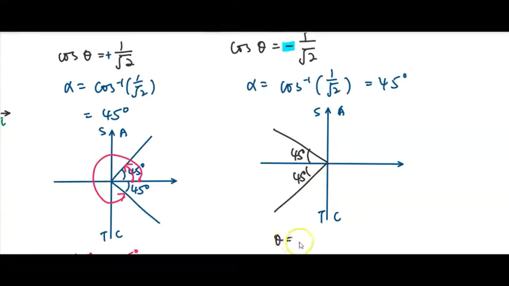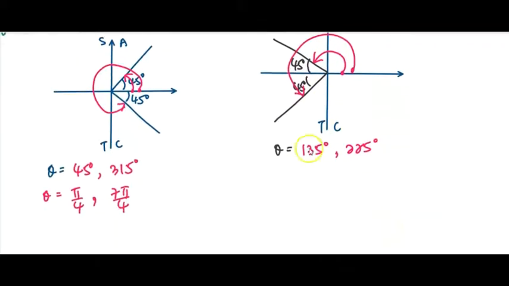Now you can get your theta by measuring your angle, rotating from the positive x-axis. The first angle is 135, which is 180 minus 45, and the second angle is 180 plus 45, that is 225 degrees. Then convert these angles into radians. For 135 degrees, you get 3 pi over 4 radians, and for 225 degrees, you have 5 pi over 4.